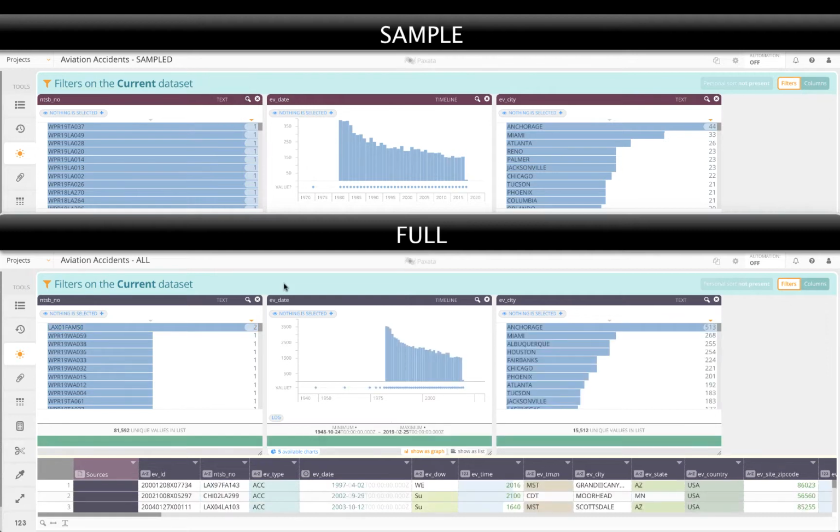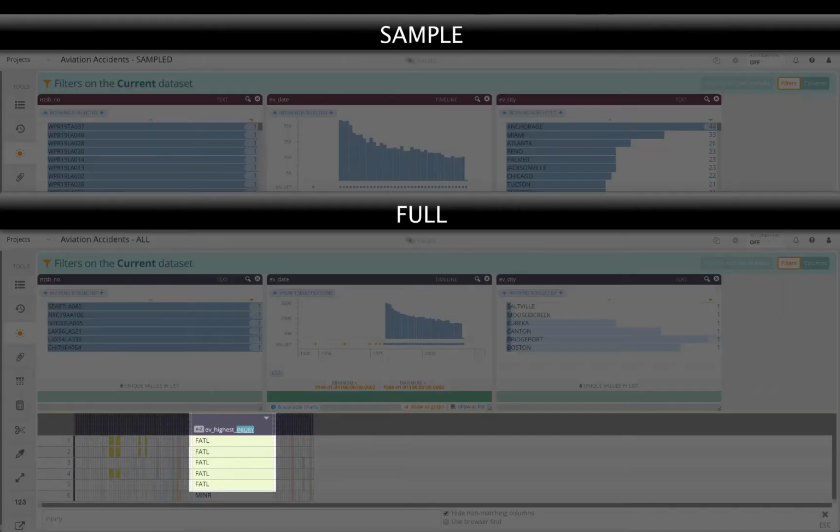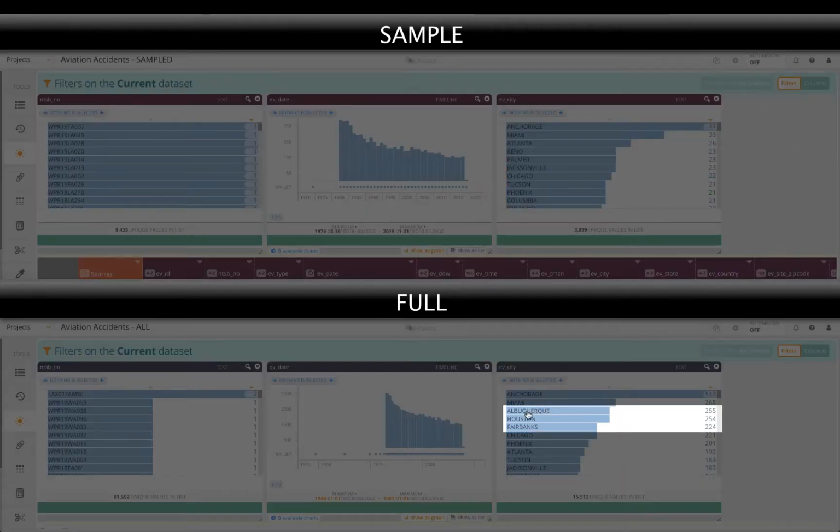Next, we have 6 anomalies instead of 1, ranging from September 1979 all the way back to October 1948. Upon further exploration, we learn that 5 include fatal injuries. Lastly, the geographic attributes will be critical for properly mapping the crash sites. We see several differences in just the top 10. Most concerning is the missing cities of Albuquerque, Houston, and Fairbanks in the sampled data.